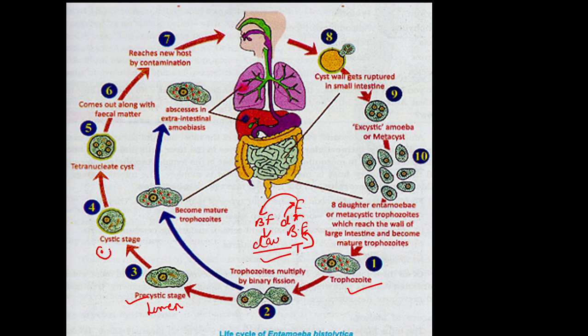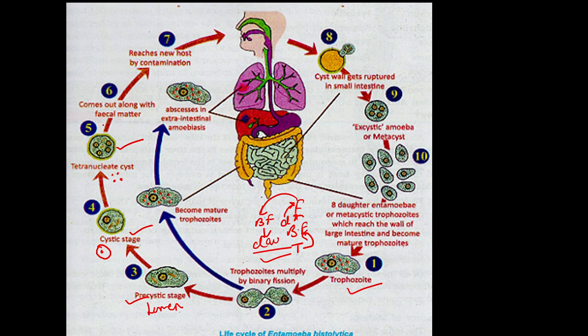ल्यूमेन में ही when cyst wall is formed, we call it as cyst stage. Cyst stage जैसे ही small intestine में पहुंचता है, cyst stage में क्या होता है, आपकी nucleus की mitosis होती है. कितनी बार, 2 बार होती है. Due to that what happened, single nucleus converted into tetranucleus cyst, single nucleus converted into the tetranucleus cyst.